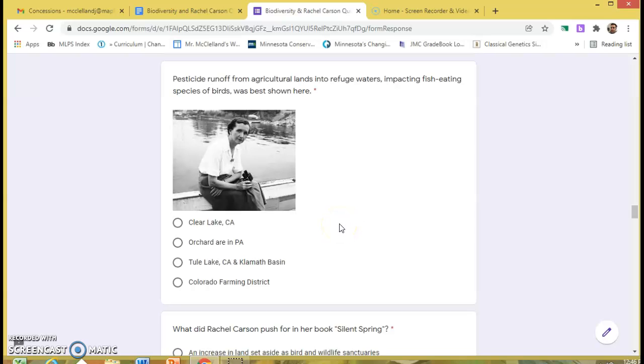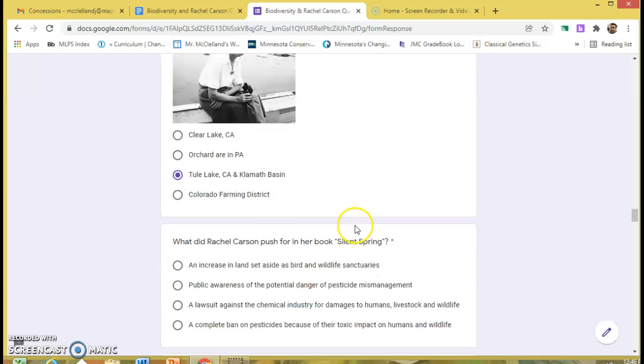Pesticide runoff from agricultural lands into refuge waters impacting fish-eating species was best shown here. And that was Tule Lake, California in the Klamath Basin, from surface waters and underground seas.